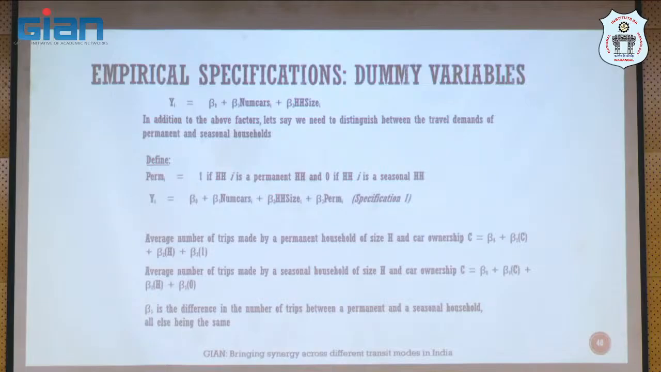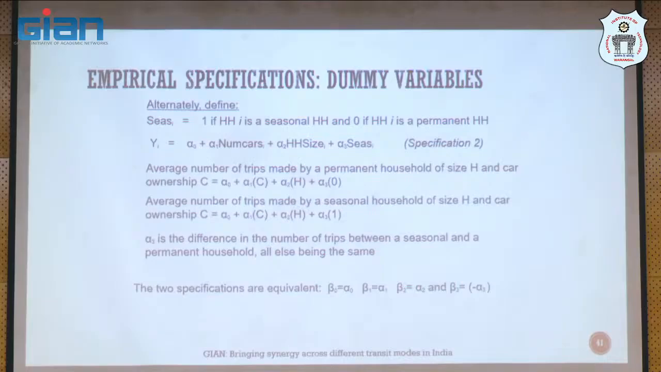Okay, if beta 3 is positive, that tells you that permanent households make more trips. So by the same logic, permanent households are making more trips. What will seasonal households do? They'll be making fewer trips. Okay, so beta naught, beta 1 and beta 2 will be the same across the two systems. Beta 3 will be minus. We will test it in the data set. If you run the model with different levels, we'll see these things.